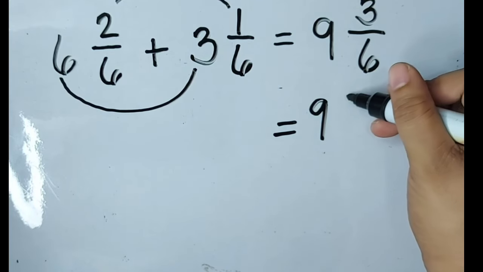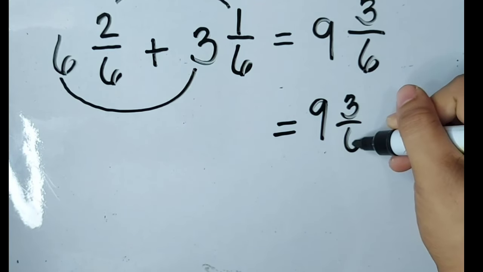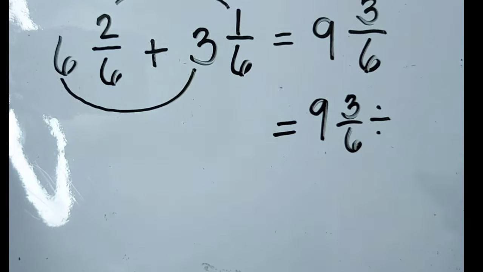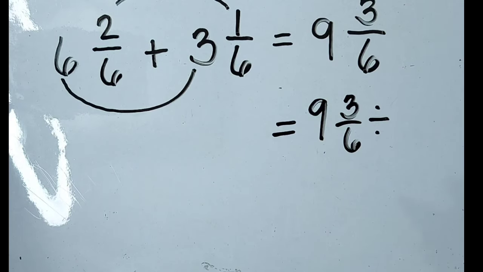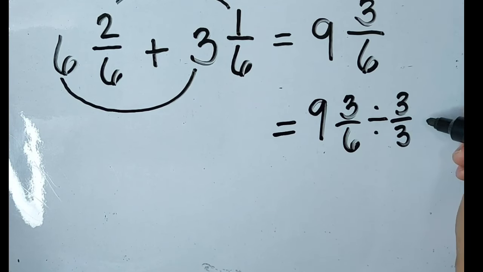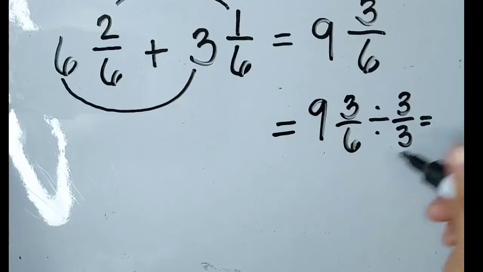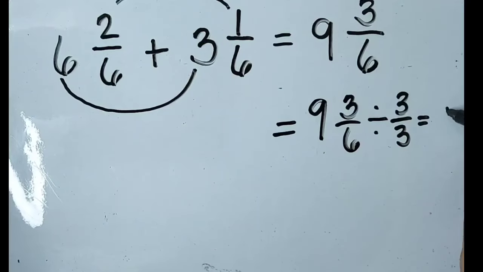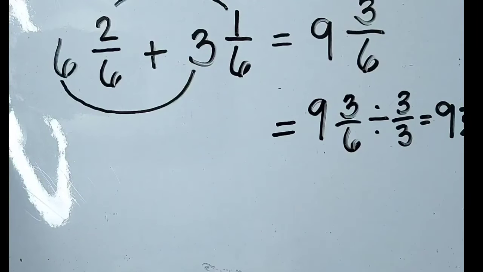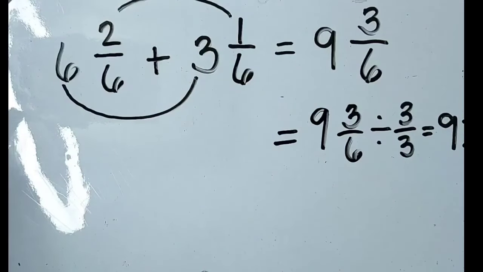9 and 3 over 6. Let's divide 3 and 6 by their greatest common factor, which is 3. 3 over 3. So we have 9 and 1 over 2, or 9 and 1/2. Let's have another example.